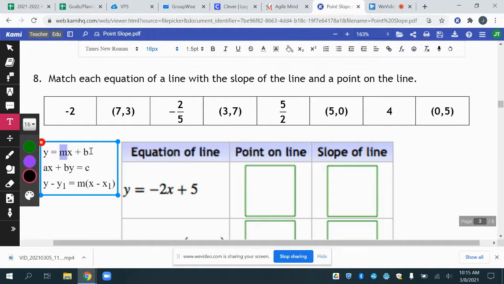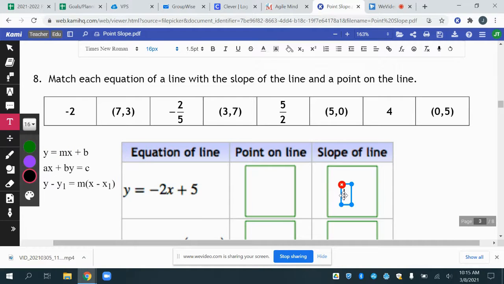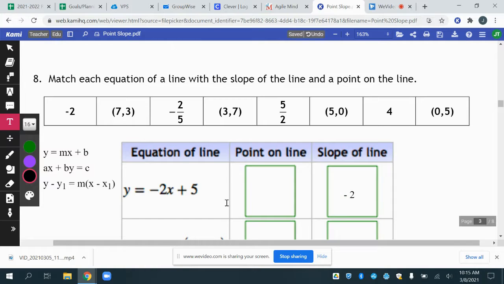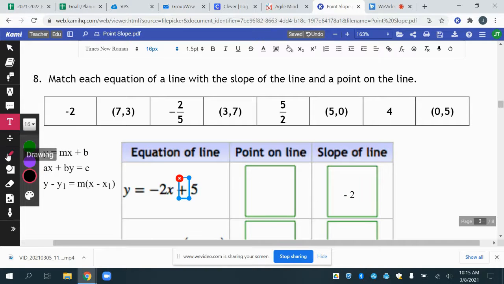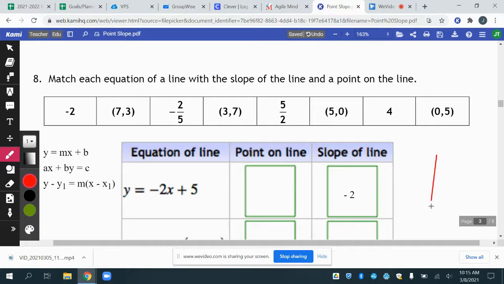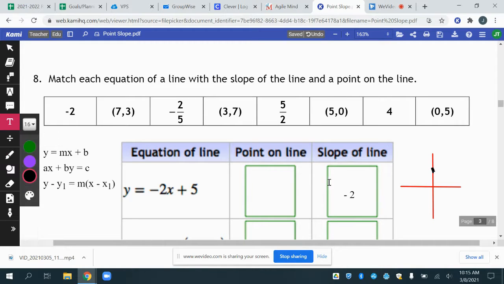So I know that this is the slope. That's the y-intercept. So I know that the slope is -2. I know that right off the bat. What's the y-intercept? 5. What does that mean? Well, if we're on a graph, that's a terrible graph, but that's okay. We know that this one crosses at 5 up here. Right here. That's the point (0, 5). So the y-intercept is the point (0, 5).